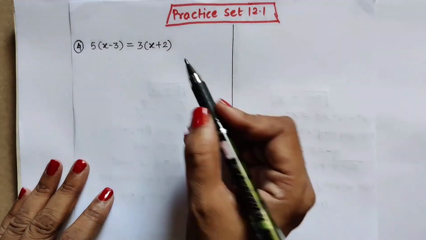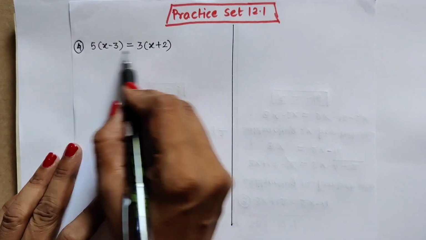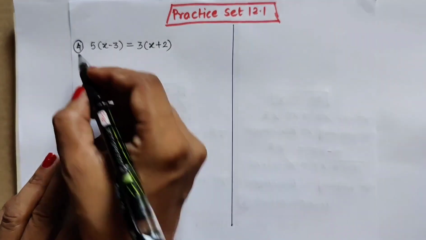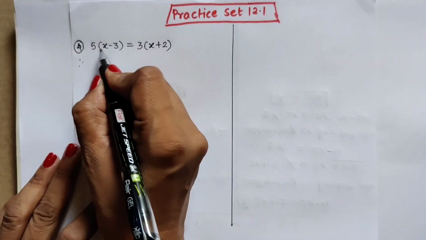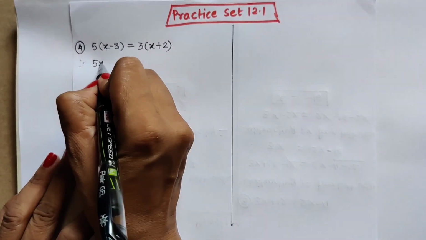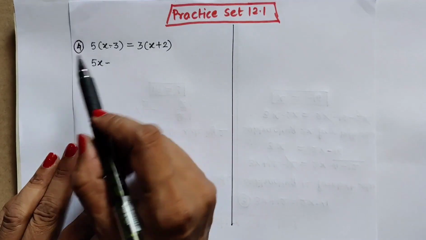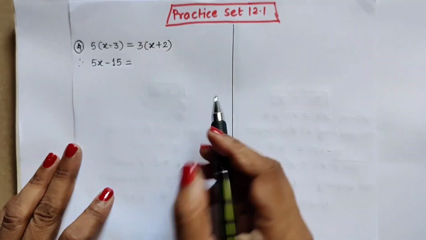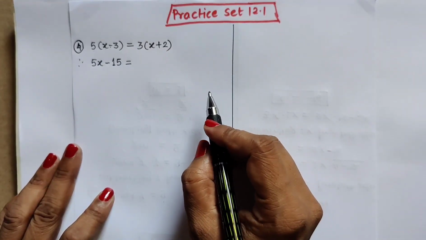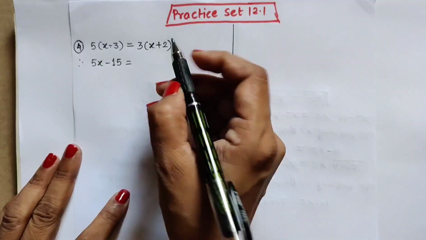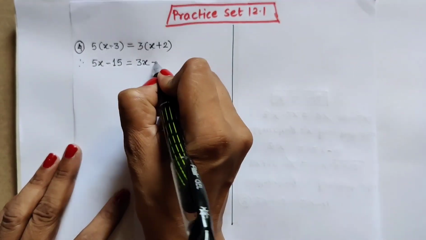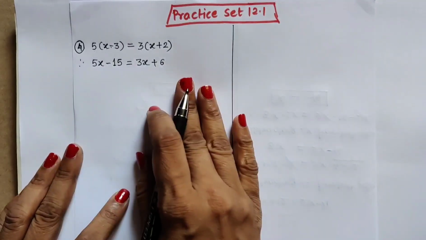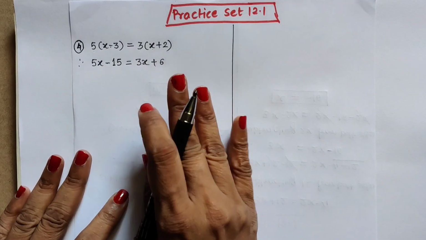So let us simplify. We will solve this bracket. First multiply by 5 on the left hand side to both the terms inside the bracket. 5 into x is 5x. Minus sign is there, put the minus sign. 5 into 3, 5 3s are 15. Similarly, on the right hand side we will do the multiplication. 3 into x is 3x. Plus sign is there, put the plus sign. 3 2s are 6. Now we have got the simple equation which we can solve.